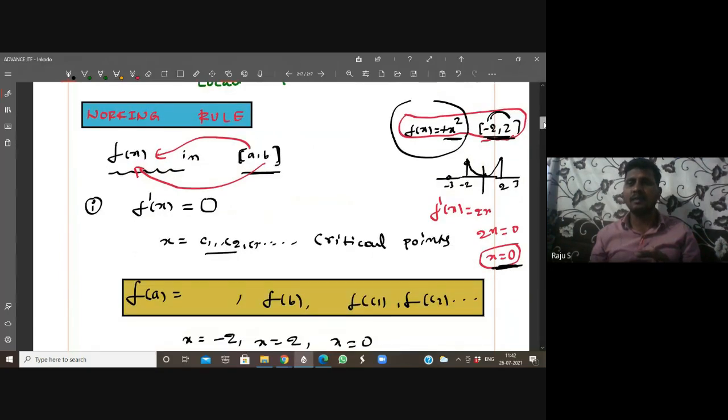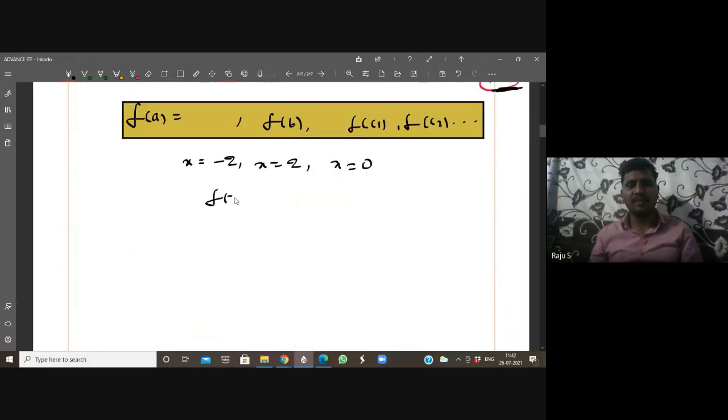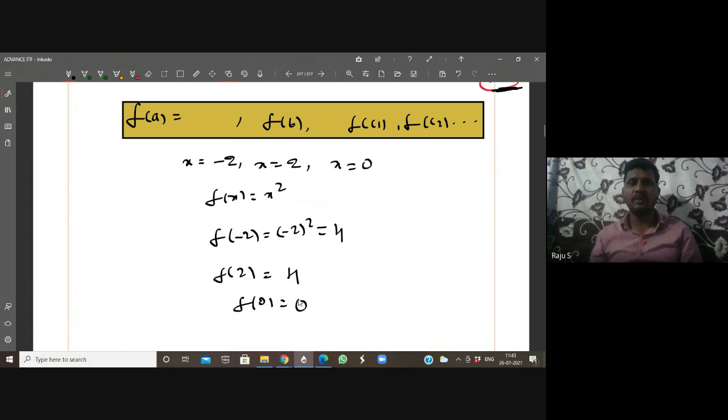F of x is equal to x square. Now what is f of minus 2? Minus 2 square, 4. What is f of 2? Same, 4. What is f of 0? 0. Now among these three values, what is the highest value? Yes, 4. Yeah, 4 is the maximum value.